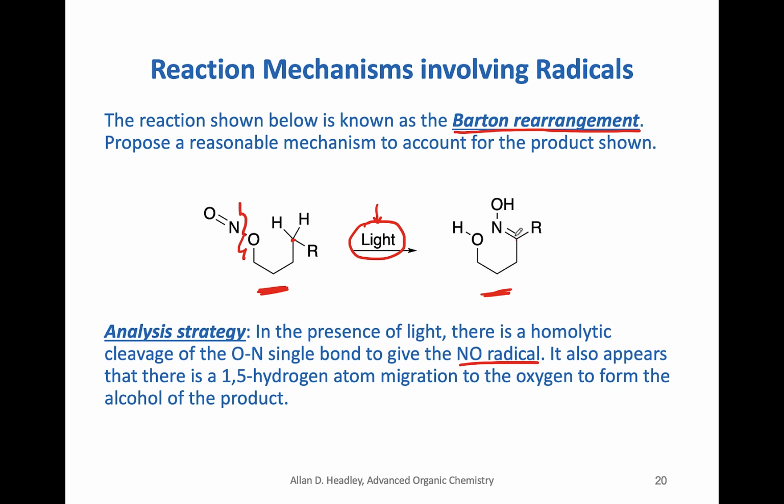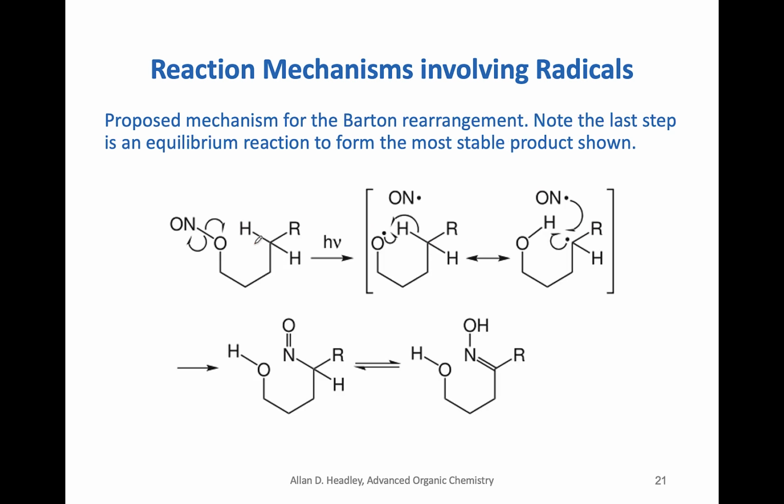So again, I'm emphasizing the strategy before you propose the mechanism, because you need to see what should happen or what could happen as you propose your mechanism. So let's see. It looks like we have a 1,5 migration of hydrogen. It looks like this hydrogen migrated over to here, and here it is, 1,5: 1, 2, 3, 4, 5. So let's put all of this together to explain the Barton rearrangement.